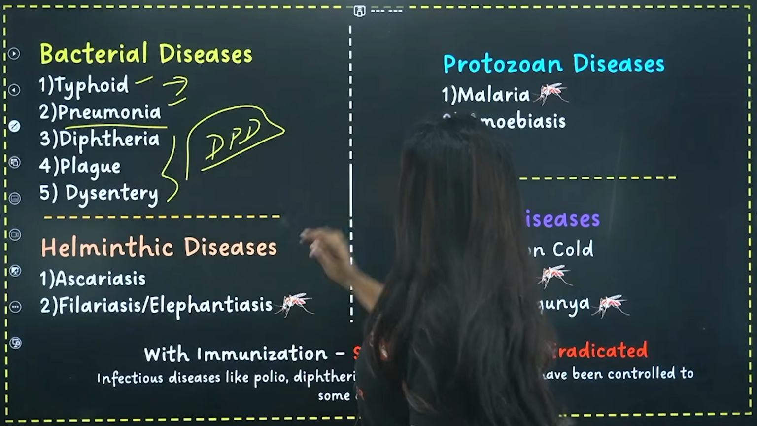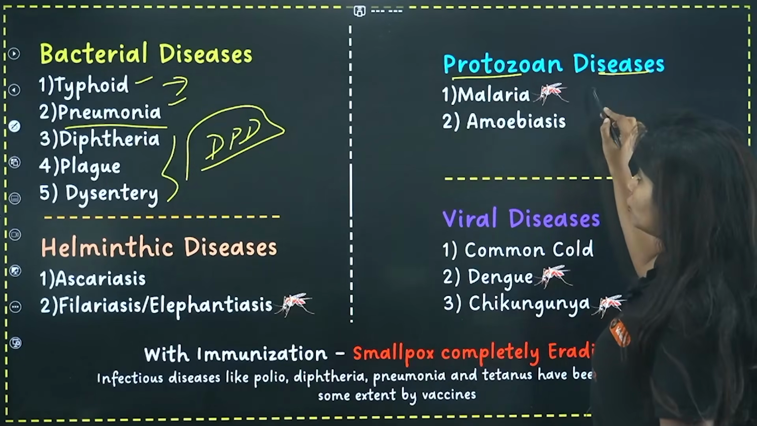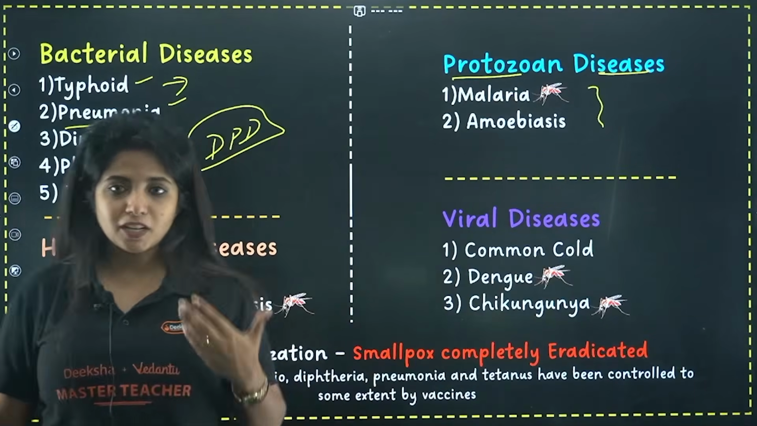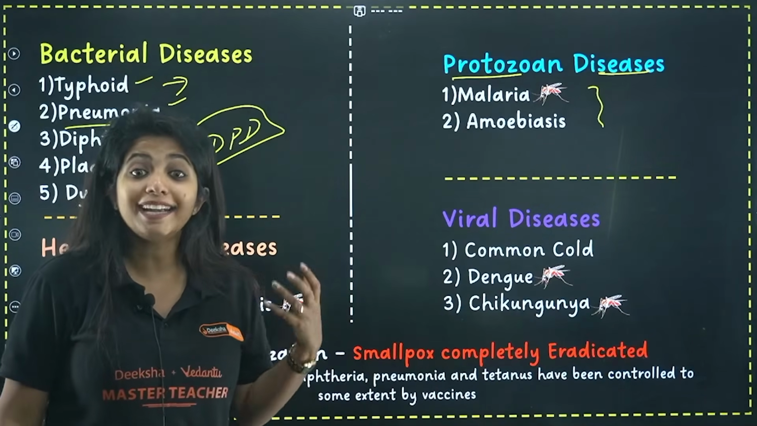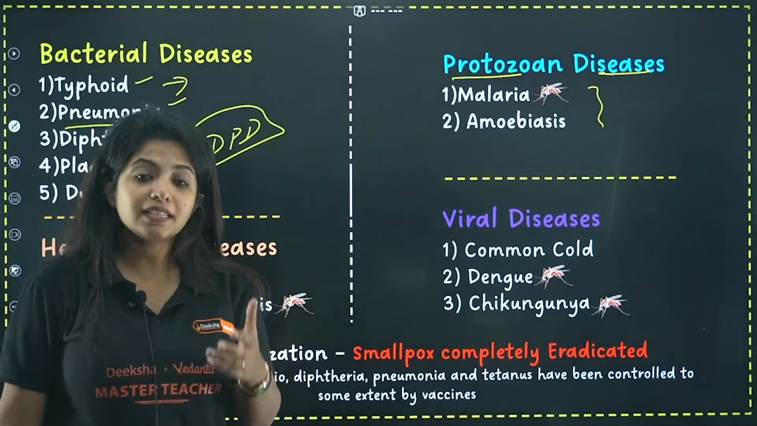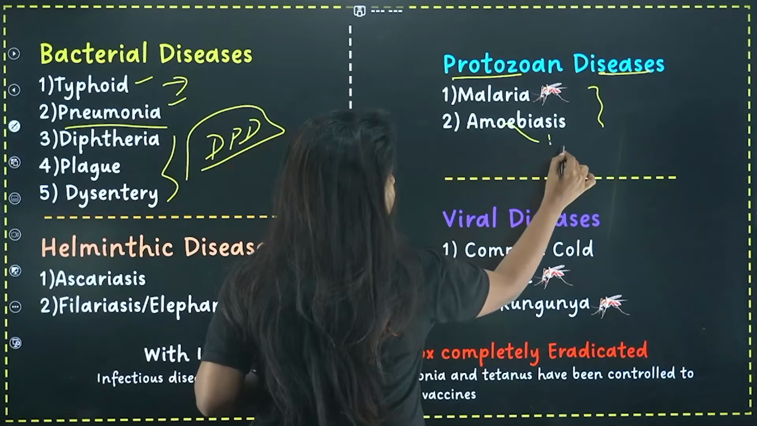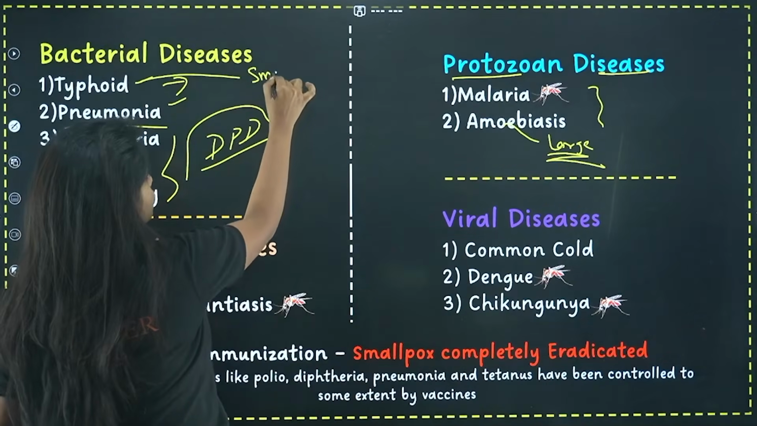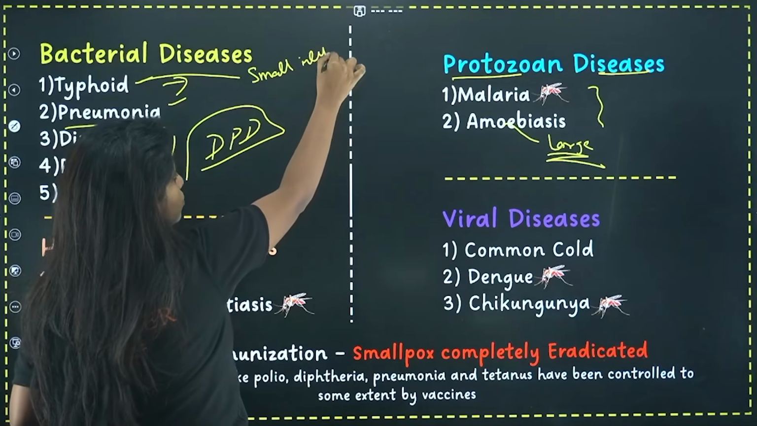Okay, now if you come over here, protozoan diseases are 2. One is malaria and the other one is amoebiasis. Malaria is caused by Plasmodium. Amoebiasis is caused by Entamoeba histolytica. It is something that affects your large intestine. It is affecting your large intestine. Over here, typhoid is affecting your small intestine. Please go through all this.